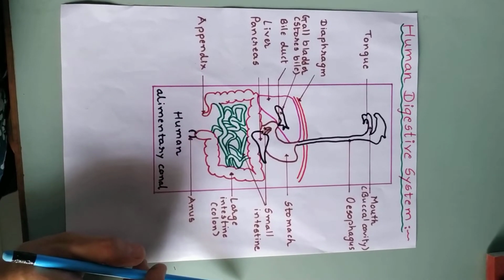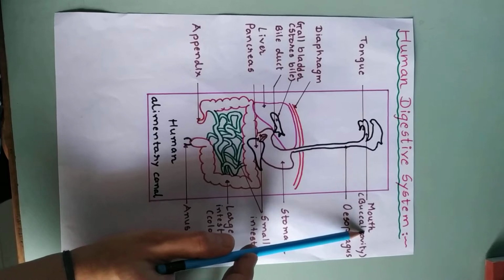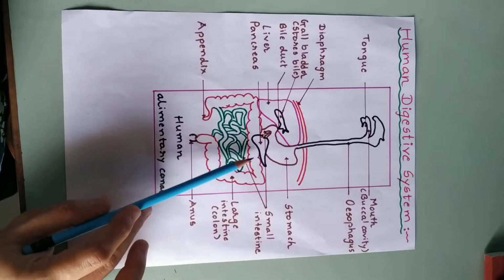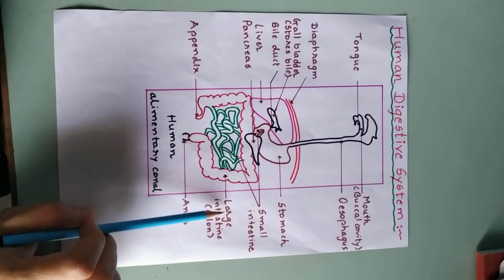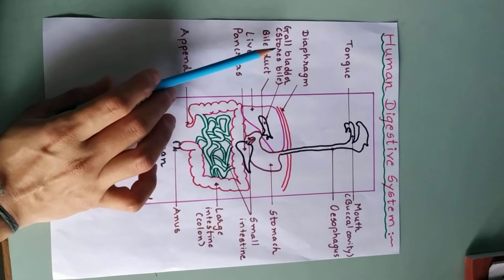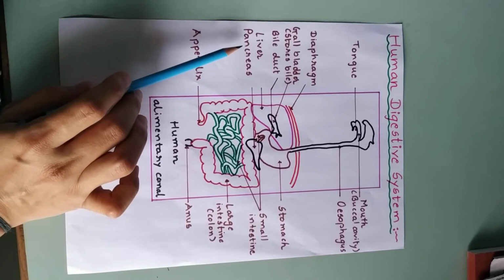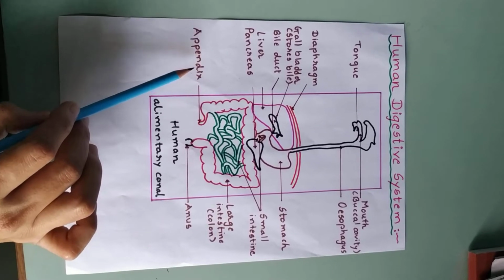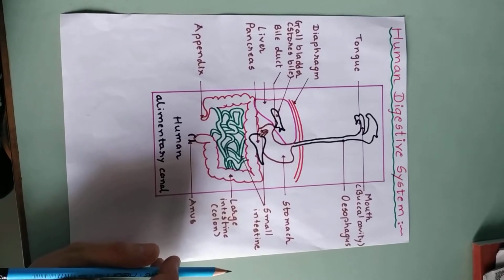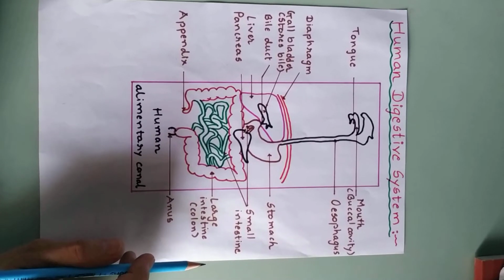The names of the organs involved in the human digestive system are tongue, mouth, esophagus, stomach, small intestine, large intestine, anus, diaphragm, gallbladder, bile duct, liver, pancreas, and appendix. Now let's begin with the route, exactly from where food enters and which route it follows.